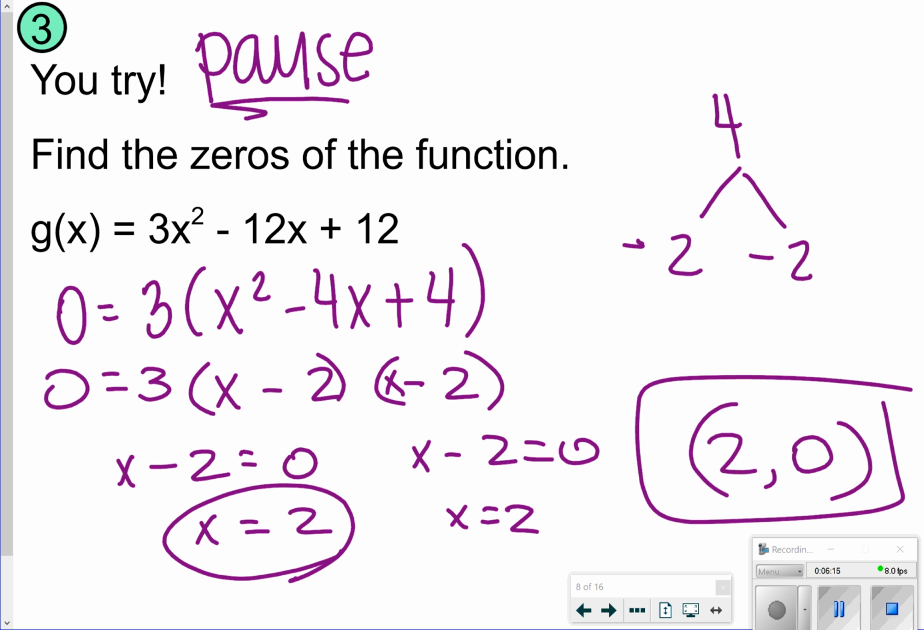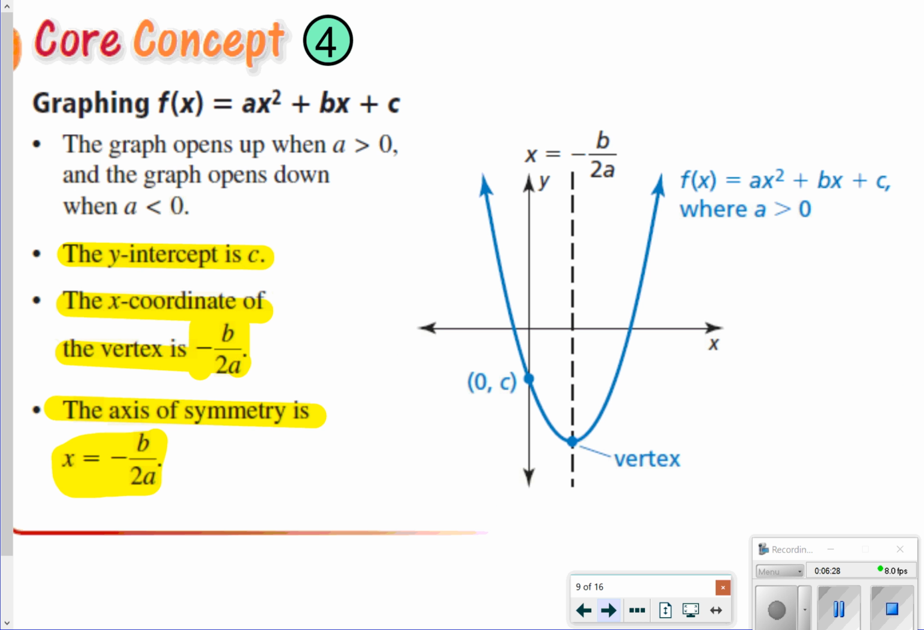That means this graph is only going to cross the x-axis once. Because I didn't have two zeros like before when I was seeing it, they were crossing it 2 times. This one is probably only going to cross it 1 time.